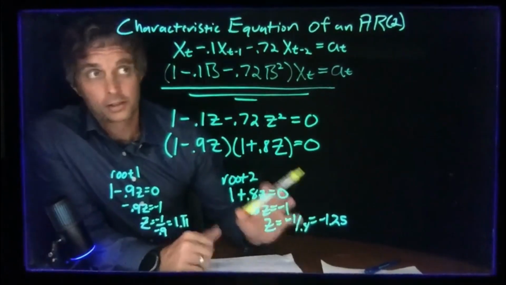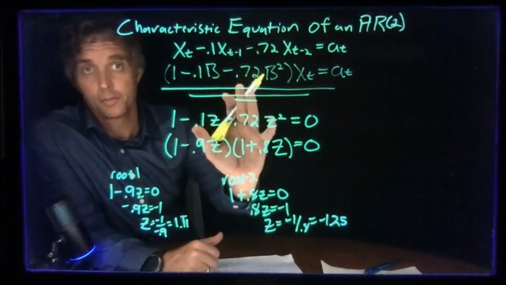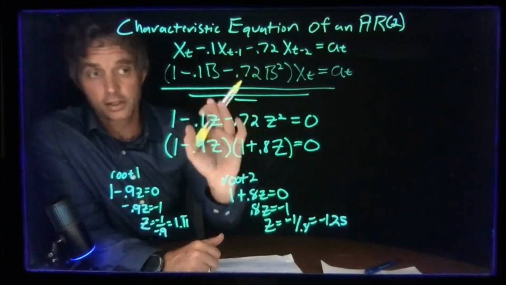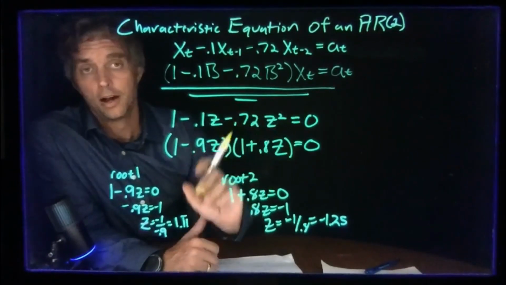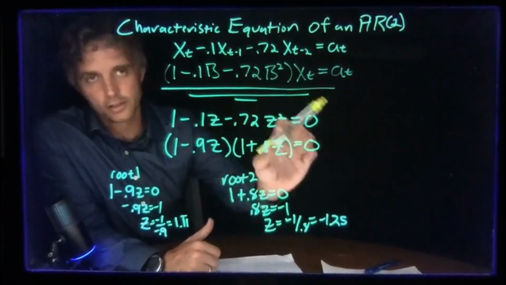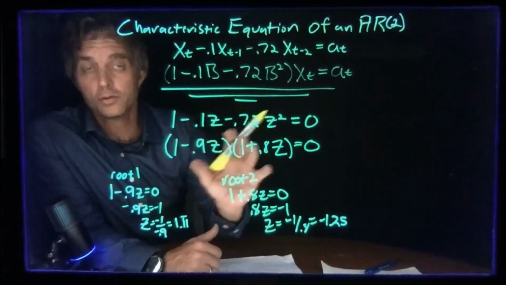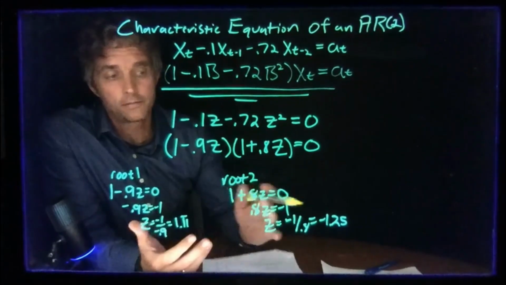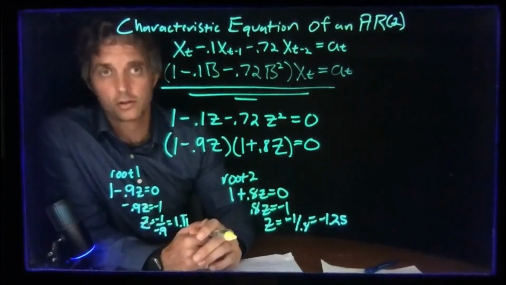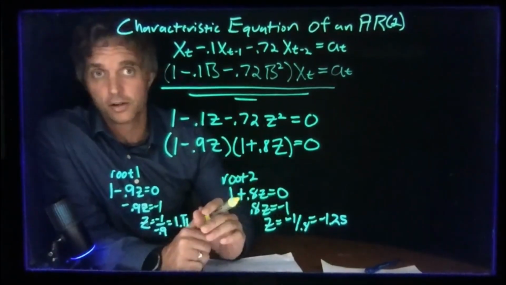So that's really the big picture. We have an AR2. We came up with a characteristic polynomial, put it in backshift notation, set it equal to 0 to get the characteristic equation, and then factored it to get the roots of the characteristic equation, found that they were both outside the unit circle, bigger than 1 in absolute value, so this is a stationary model.